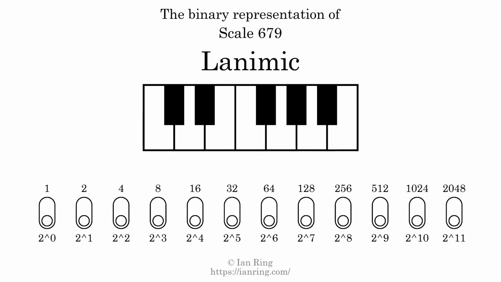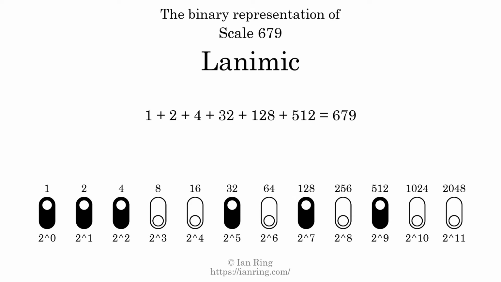The binary representation of this scale is determined by mapping tones of the scale to binary digits. Each binary digit represents a power of 2. To get the scale number, we add the powers of 2 together. The powers of 2 that are present in the scale, all added together, equals 679. That is why the scale number, in decimal, is 679.